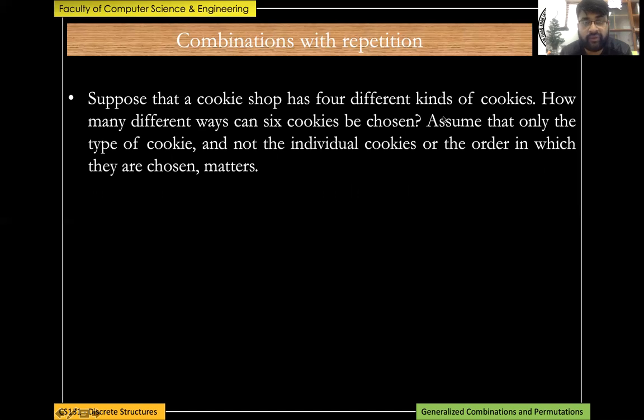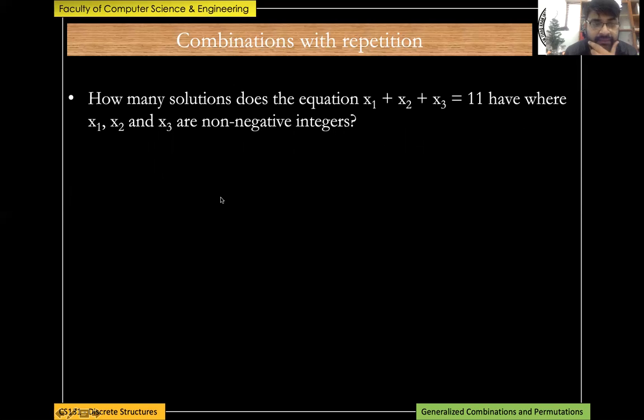Suppose that a cookie shop has 4 different kinds of cookies, so 4 different types, n is 4. How many different ways can 6 cookies be chosen? You want to choose 6, so r is 6. Assume that only the type of cookie matters, not the individual cookie or the order in which they are chosen. So this is n is 4, r is 6, 6 plus 4 is 10, minus 1 is 9. C(9, 6) is your answer. Precisely. Let's talk about another example.